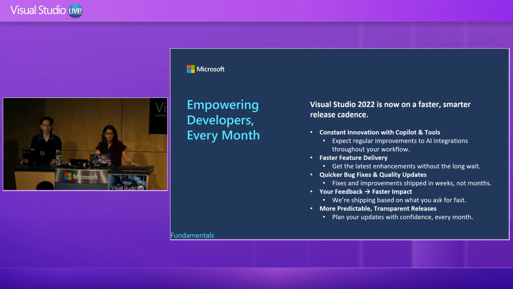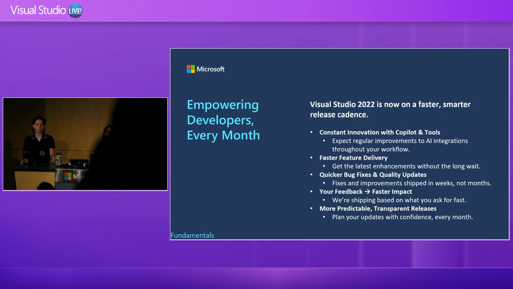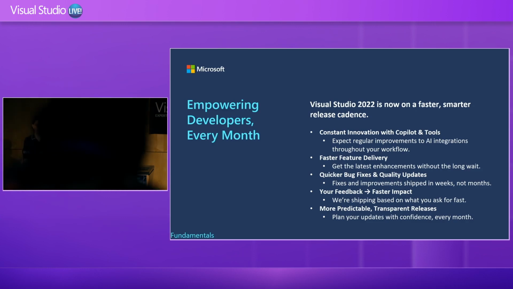What that means for you is that we will be able to bring new improvements, specifically around AI and Copilot, to you much faster. We will also bring you feature improvements, bug fixes and quality improvements every week, not just every month. And then we will bring you features based on your feedback much more quickly as well. But I think the best part with the new monthly release is that you have more transparency in the release cycle.